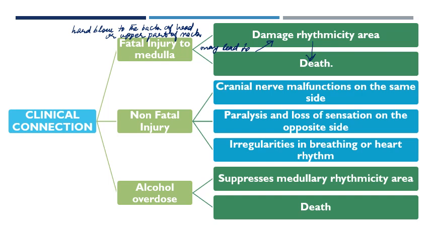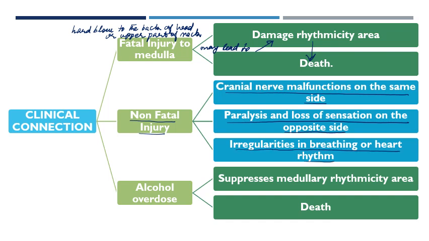When there is non-fatal injury to the medulla, it leads to cranial nerve malfunctions on the same side and paralysis and loss of sensations on the opposite side, as the fibers of ascending tracts cross in the medulla oblongata to the opposite side, or they cross in the spinal cord to the opposite side. That's why the paralysis and loss of sensations occurs on the opposite side. The third feature may be irregularities in the breathing or the heart rhythm.